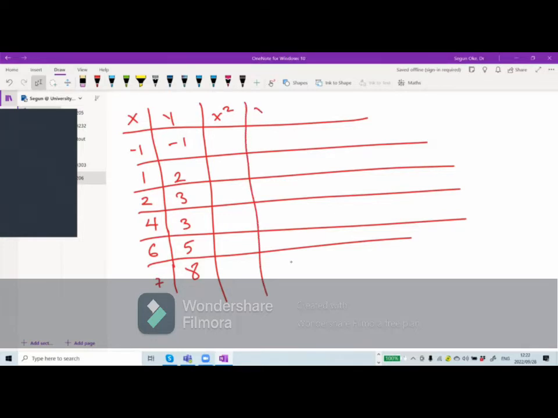We need X squared, that is X multiplied by X. Then we need Y squared. Then we also need XY. So let's go.